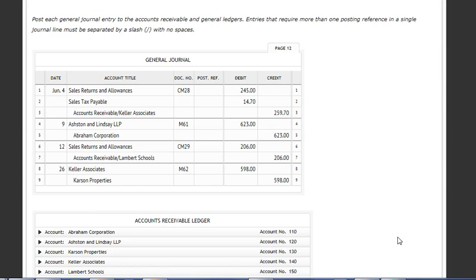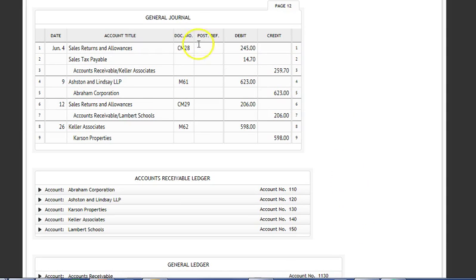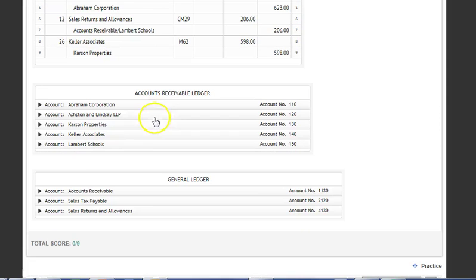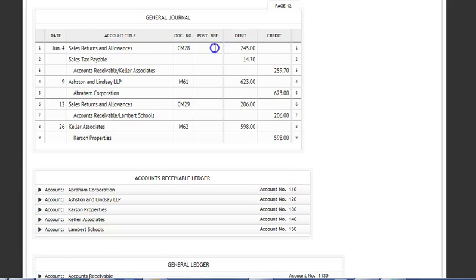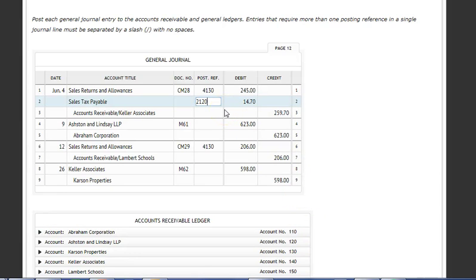Next, we're going to post those transactions. Okay, so let's fill in all of these because that always seems easier to me. Sales returns and allowances. That is $41.30. So I'm going to type in $41.30. I think I have another sales returns and allowances. Let's do that too. Sales tax payable right there, $21.20. Any other sales tax? Nope.